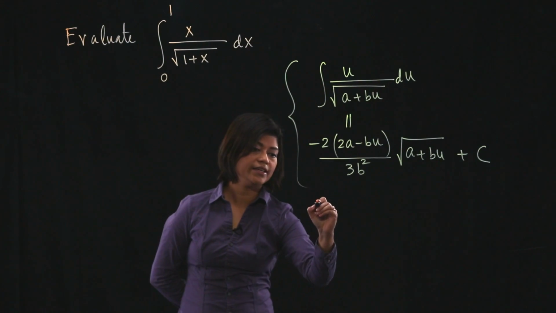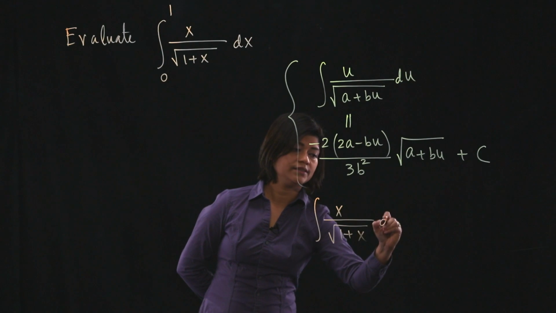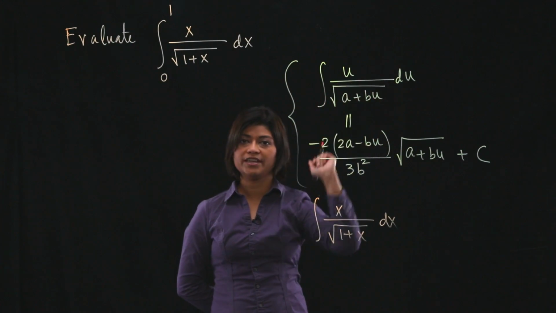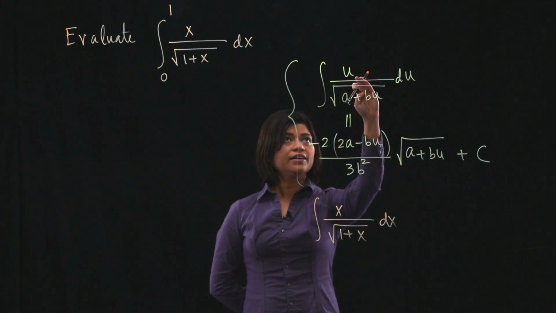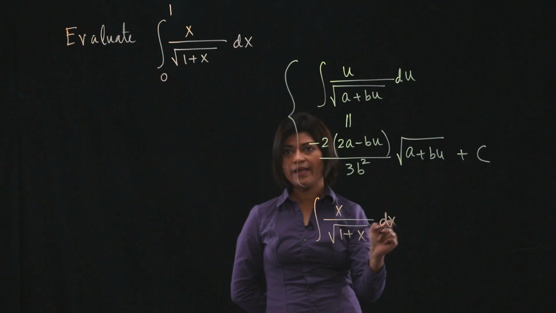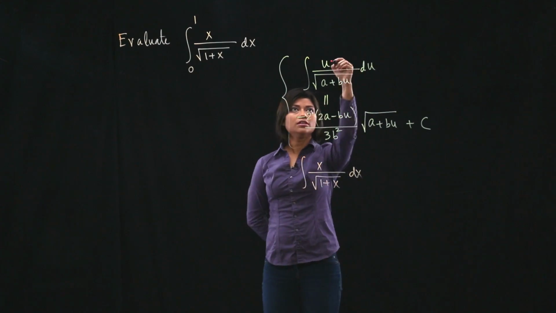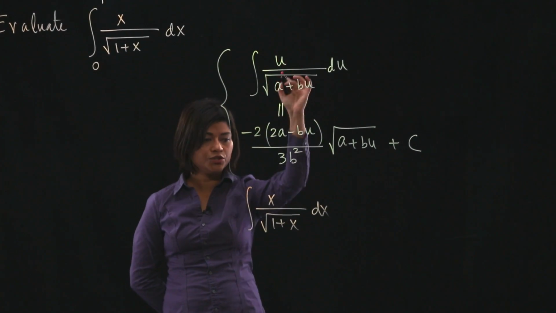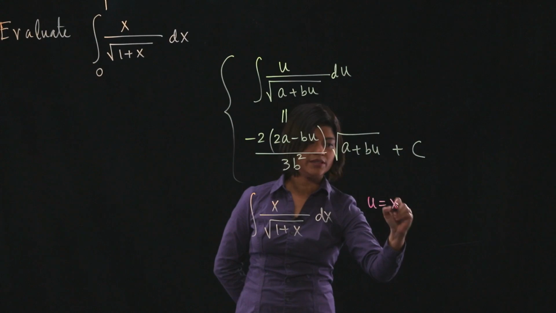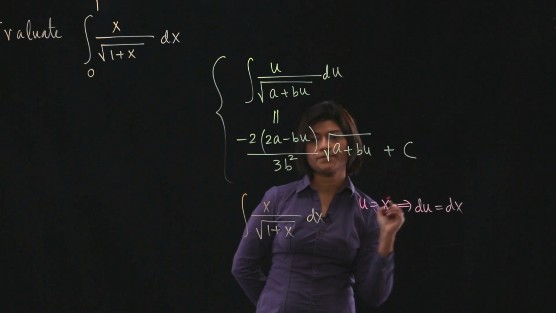So let's just take the indefinite integral, x over the square root of 1 plus x dx, and make it look like the function that we got from the table. Here the variable is u. So let's see if we can do a simple u substitution and make our function look like it is in terms of u. The numerator is just the variable u, and we have the variable x, so we can just choose u to be x. If you do that, du is just dx.